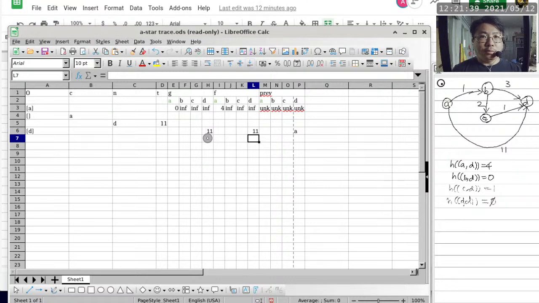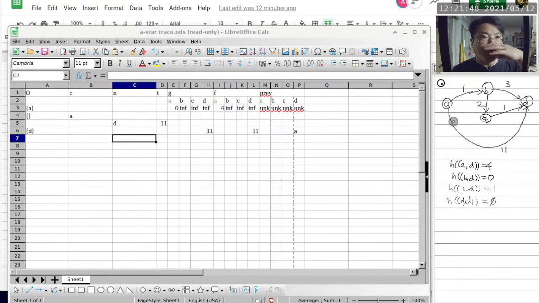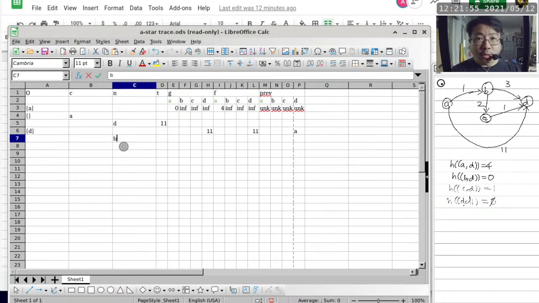Alright, so that completes one iteration of the for each loop. Now we go for the next iteration of the for each loop, because there are two outgoing edges from vertex A. So now we go for the second edge, which is from A to B. So now we have to compute T again. So once again, we look at G of A, and then we add to it the distance from A to B. So we have 0 plus 1, which is 1. So T is now having a value of 1.